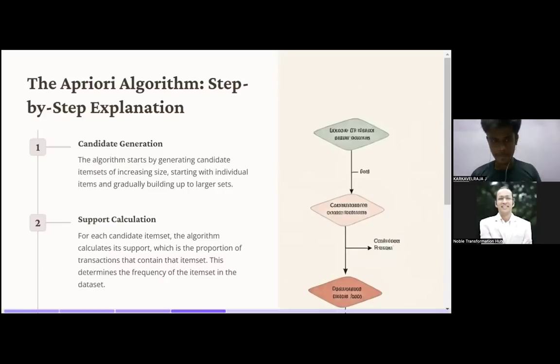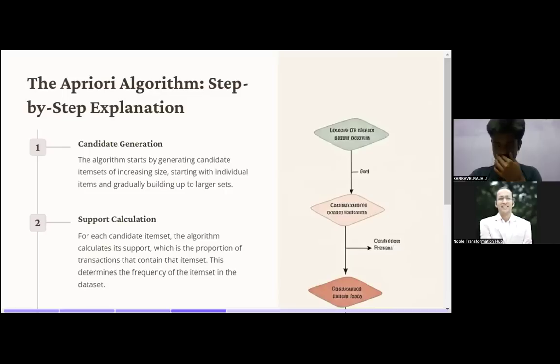So the Apriori algorithm, we will explain step by step. First of all, step one is candidate generation. The algorithm generates candidate item sets of increasing size, starting with individual items and gradually building up to larger sets. It will start gathering the candidates, then increase their size, and gradually build the larger sets.